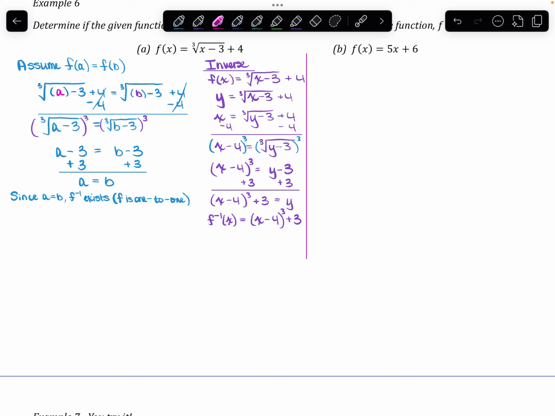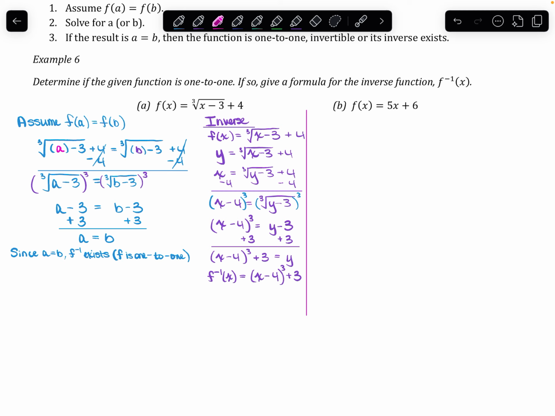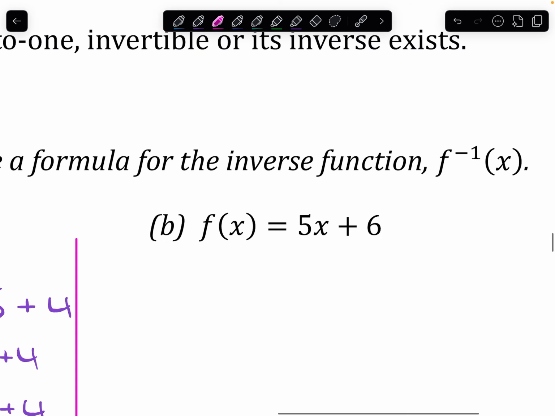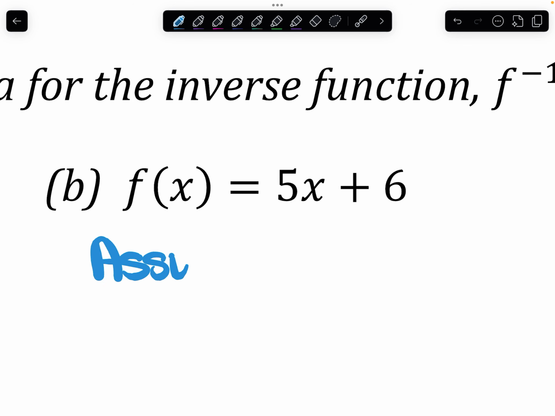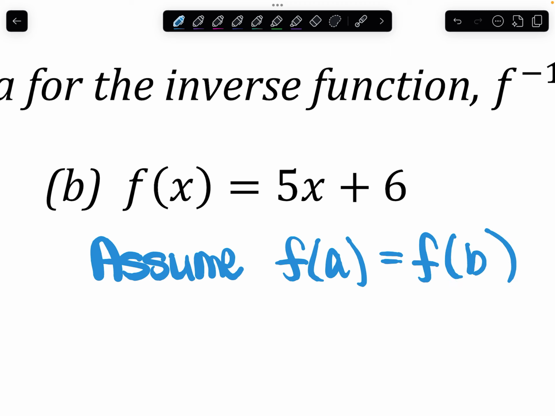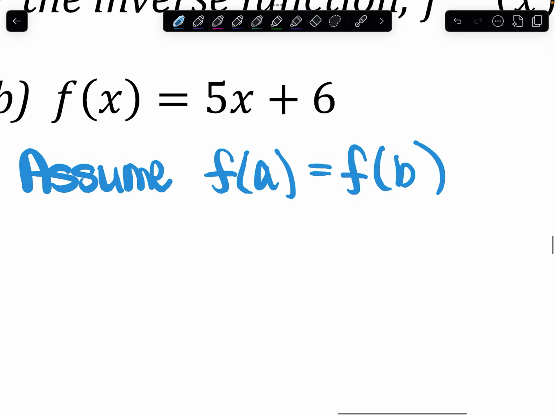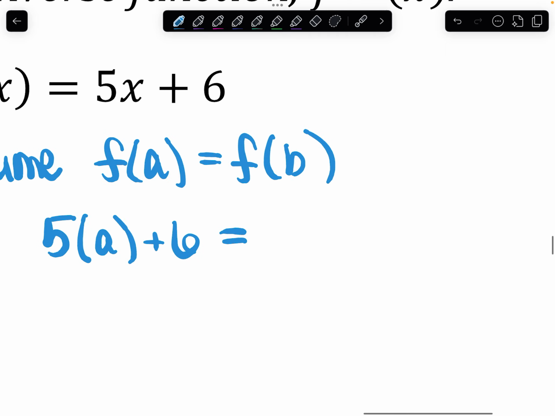All right. Next, we're doing the same thing. Determine if it is one-to-one first. If it is, then find the inverse. All right, so assume f of a equals f of b. So now we need to plug in. F of A is going to be 5 times A plus 6. F of B, 5 times B plus 6. Solve for A or B.